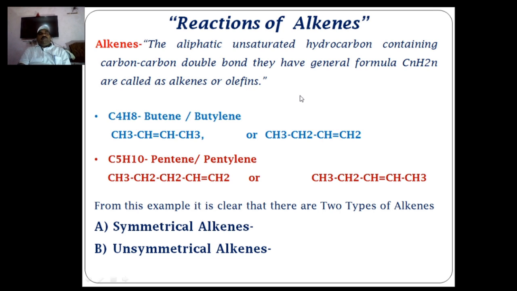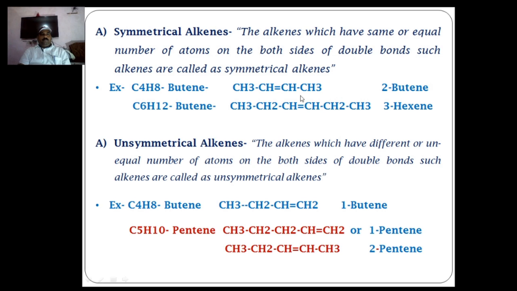Now for the reactions of alkenes, in the first case, reaction with symmetrical alkene and reaction with unsymmetrical alkene. We discussed what is meant by symmetrical alkene. A symmetrical alkene is nothing but an alkene which has the same or equal number of atoms on both sides of the double bond. Such alkenes are called symmetrical alkenes. Examples: 2-butene, and in case of hexene, 3-hexene. That means in symmetrical alkenes there is the same number of atoms on both sides of the double bond, simply.